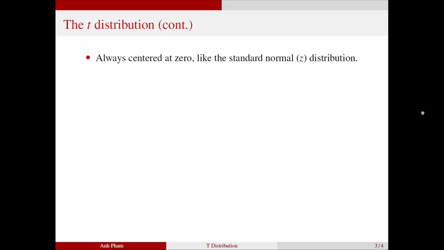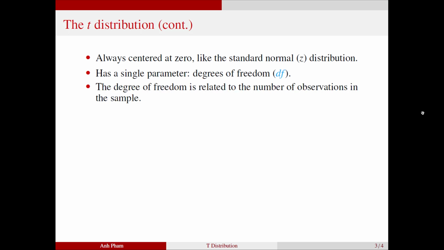The t-distribution is always centered at 0, just like a standard normal distribution. It has a single parameter, which is the degree of freedom. The degree of freedom is related to the number of observations in the sample. In the case of the mean, the degree of freedom is equal to the number of observations minus 1.